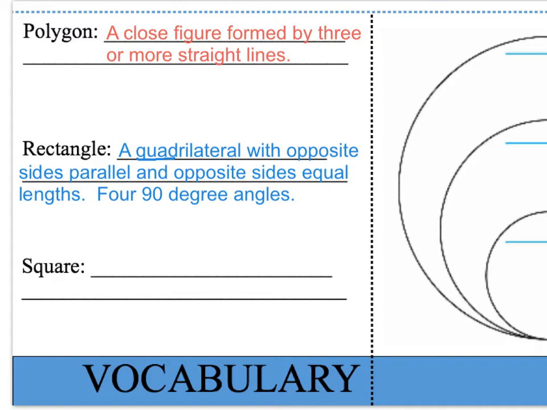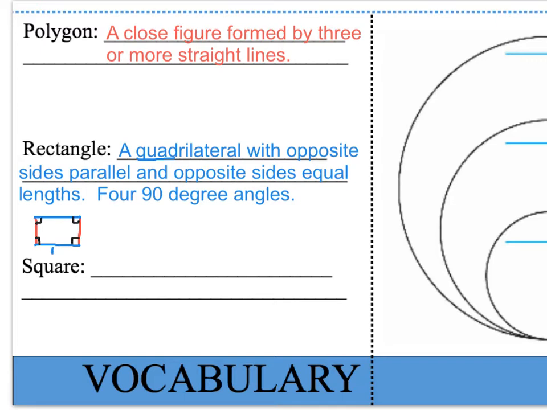Parallel means the sides never touch, and opposite sides that are equal length. A rectangle also has four 90-degree angles. So here's an example of a rectangle. This side and this side are equal lengths, and they're parallel. And this side are equal lengths, and they're parallel. Inside of this rectangle, we have four 90-degree angles.